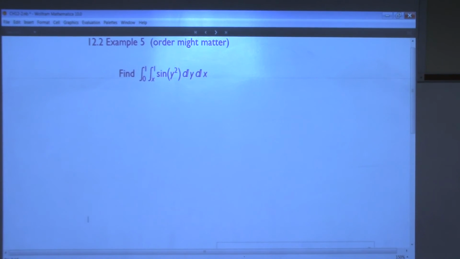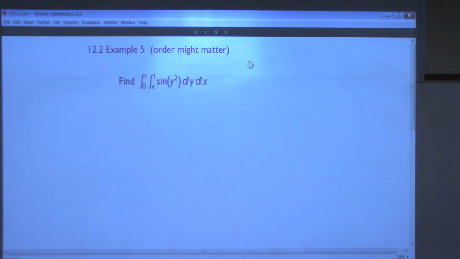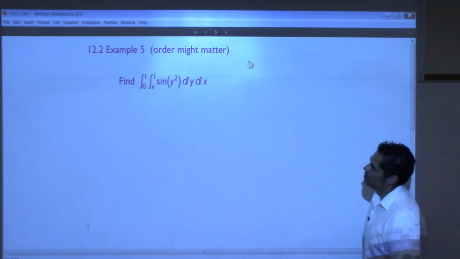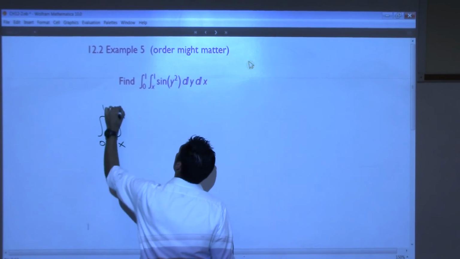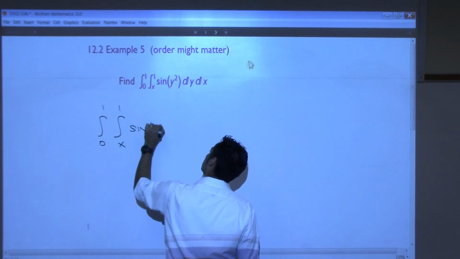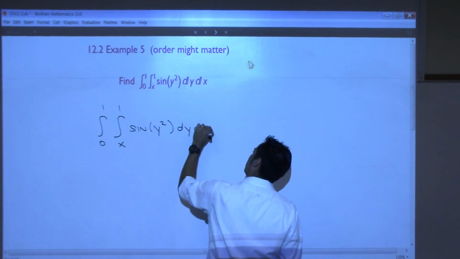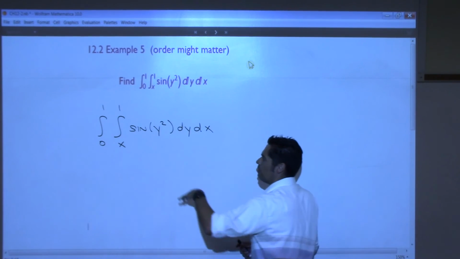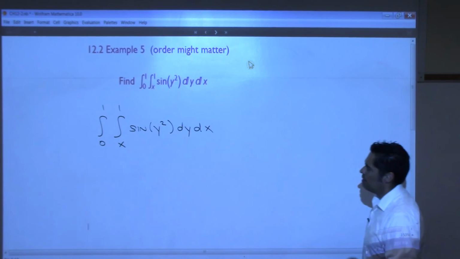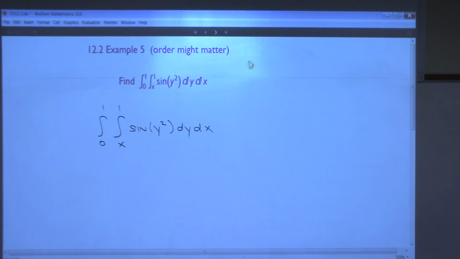Example 5. Order might matter. This looks harmless enough. I love this problem. This is outstanding. So you look at that and you're like, all right, sure. You know, trying to find the volume below this surface over some region, and I just have to be able to compute that, right? And then you go, wait a minute, what's the antiderivative of sine y squared?